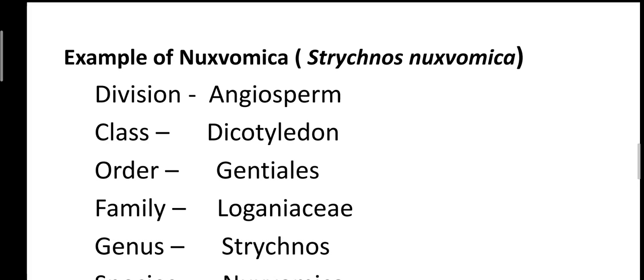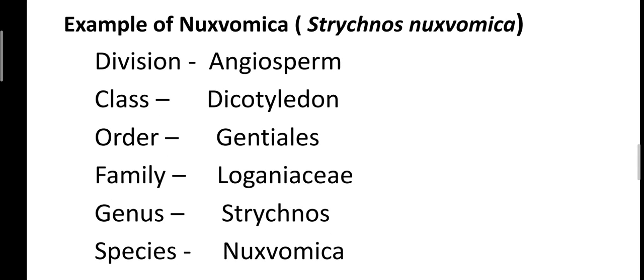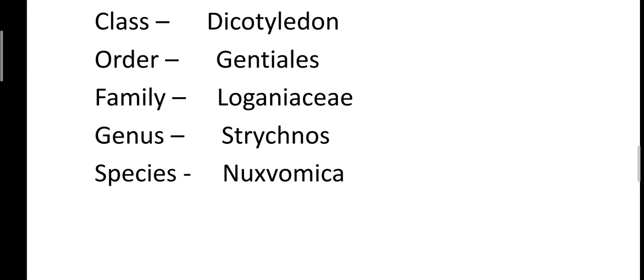Strychnos nux-vomica is its biological name. Division: Angiosperm. Class: Dicotyledon. Order: Gentianales. Family: Loganiaceae. Genus: Strychnos. Species: nux-vomica. This is the classification of nux vomica according to the taxonomical classification of crude drugs.